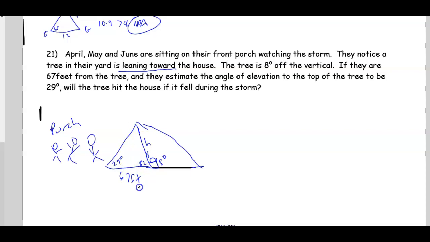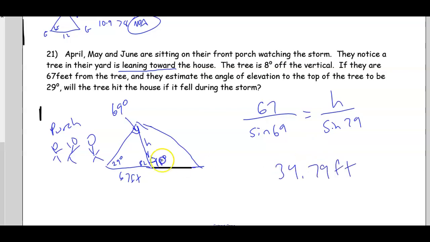And we can do that by making a complete ratio, but we first need to figure out what this value is right here. So 180 minus the sum of those two angles, so 29 plus 82. That's 69. So this angle right here is 69 degrees. So now we can do law of sine. You have 67 over sine of 69 equals h, we don't know that side length, over sine of 29. So 67 times sine of 29 divided by sine of 69. Alright, it's 34.79 feet. So h is 34.79.